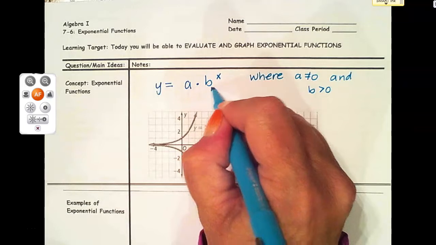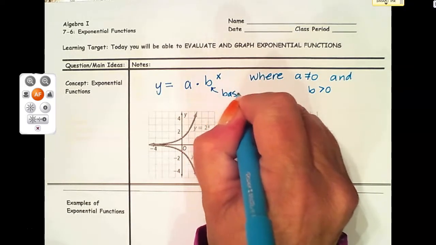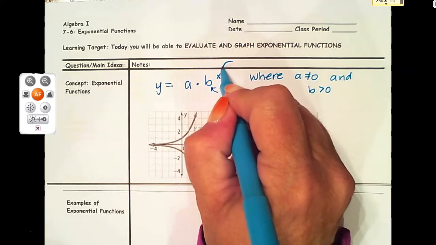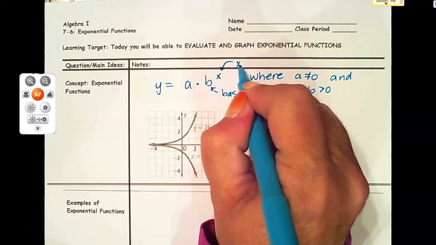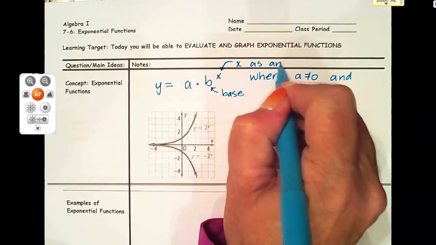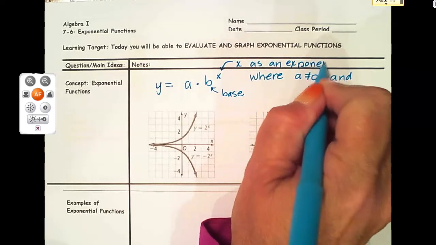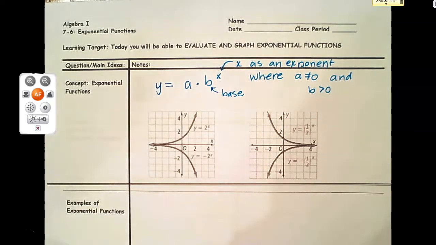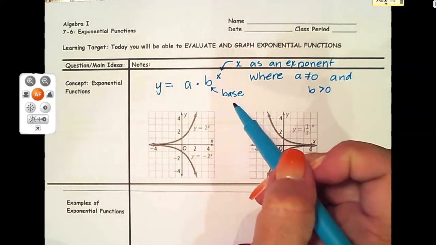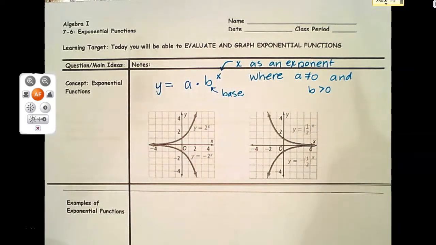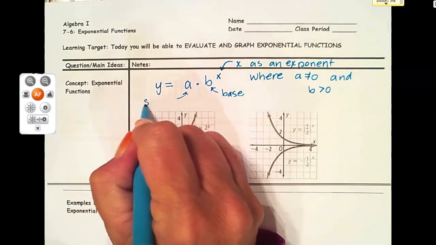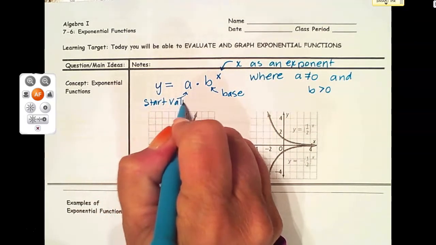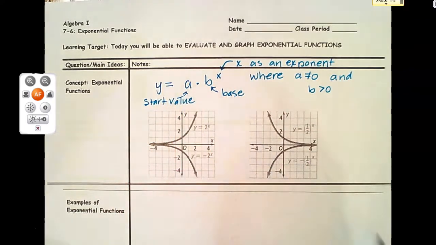Now you'll see me refer to this number here. That is the base of our exponent, and here we know that we are dealing with an exponential function because we actually have x as an exponent. So in all of our linear equations, x and y have just been numbers with a coefficient sometimes in the equation. But once x is actually an exponent, it's its own new type of function. And then you'll hear me sometimes talk about a as the start value. So this is the parent form of our equation.